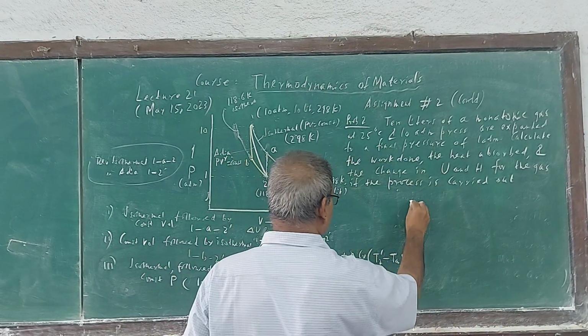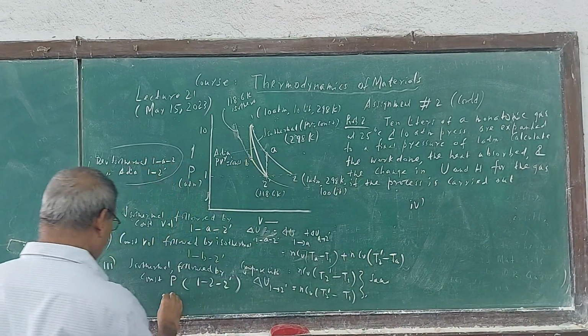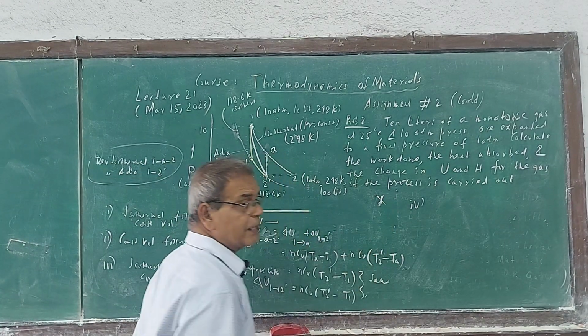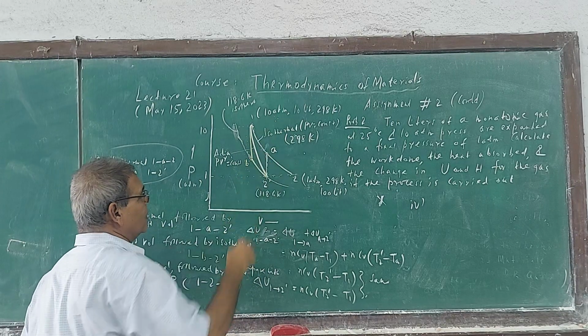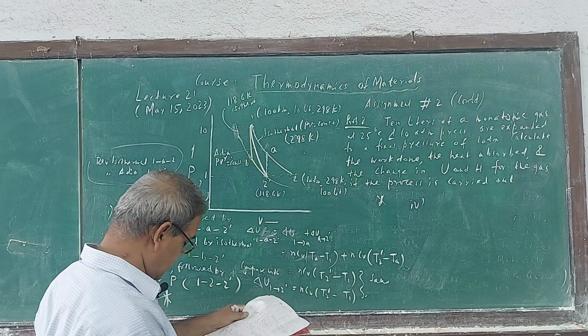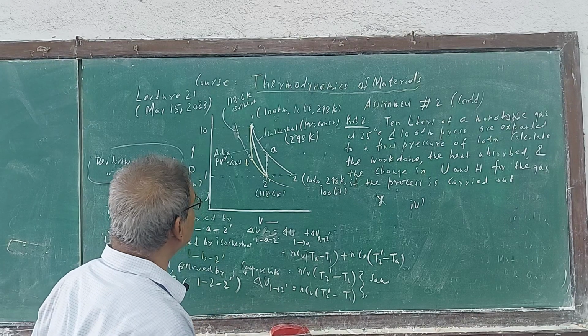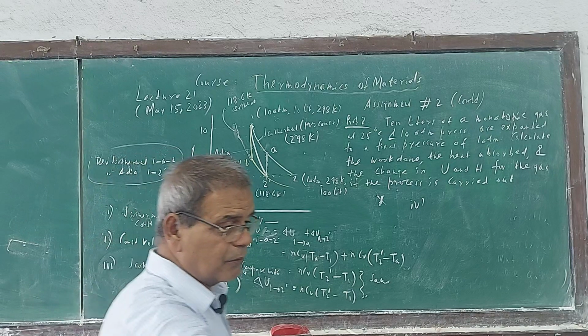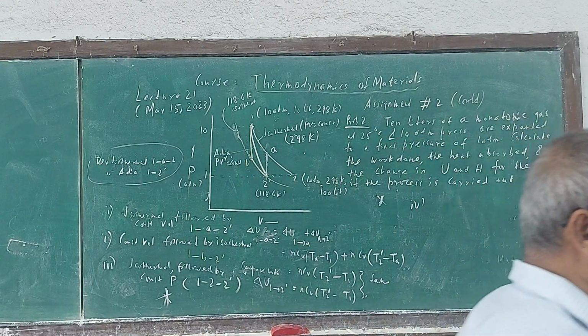Fourth, fifth, fourth. Let's start this. Fourth quickly: constant pressure followed by constant volume. Everything constant pressure, constant pressure followed by constant volume. What is this? Take a look. What is the problem?